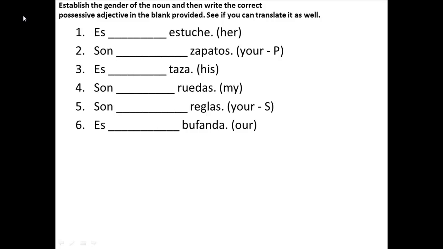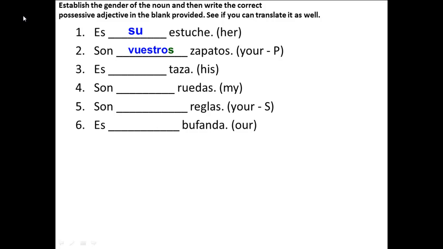Número 1. Es su estuche. Su, because estuche is masculine, singular. It is her pencil case. Número 2. Son vuestros zapatos. They are your shoes. Your, plural, means that you are talking to more than one person.